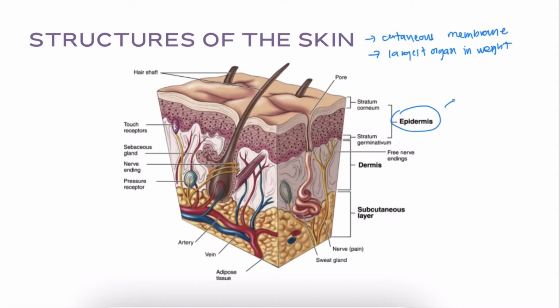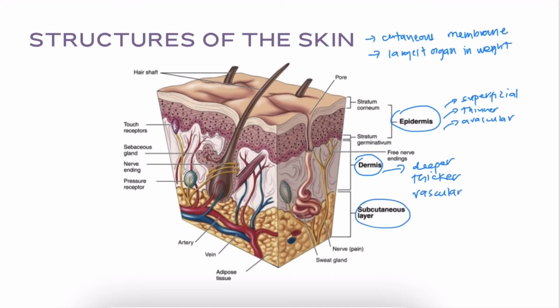The superficial, thinner portion, which is composed of epithelial tissue, is the avascular epidermis. For this reason, if you scratch the epidermis, there is no bleeding. And then we have the deeper, thicker connective tissue portion, which is the dermis. It is vascular, and a cut that penetrates to the dermis will produce bleeding.